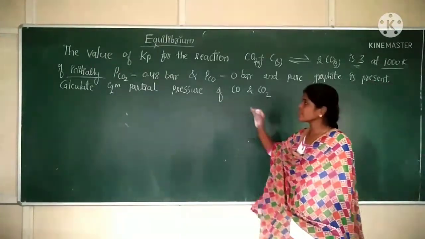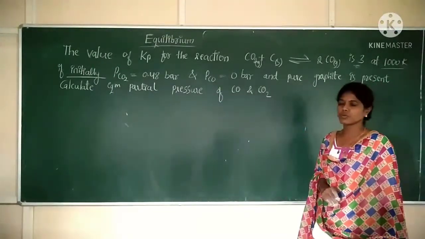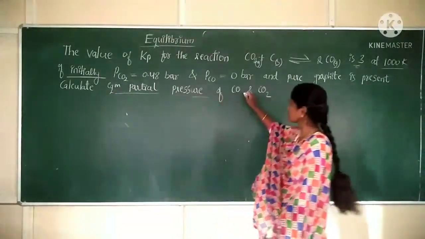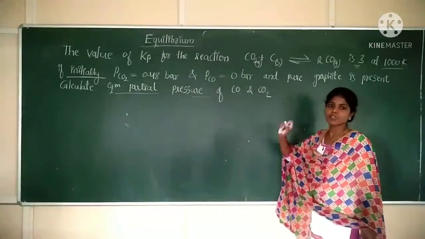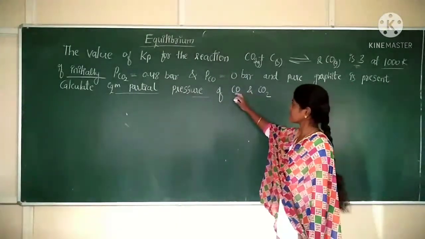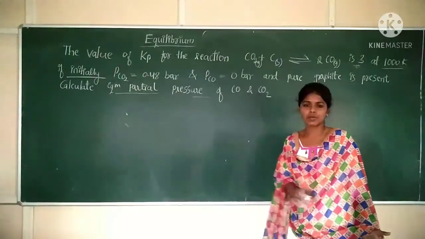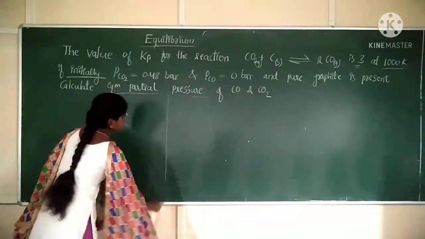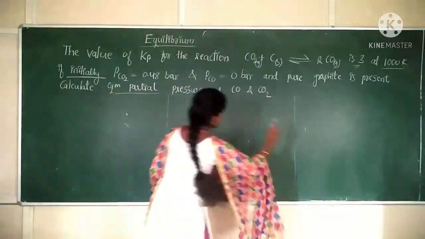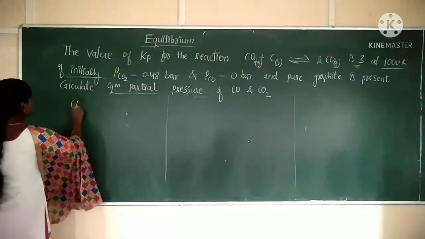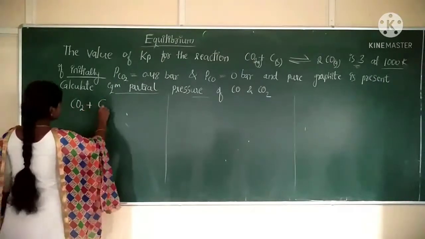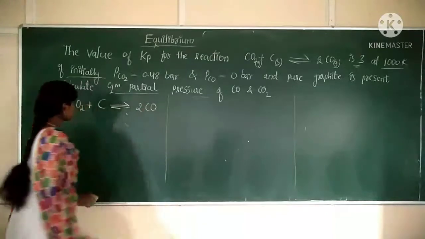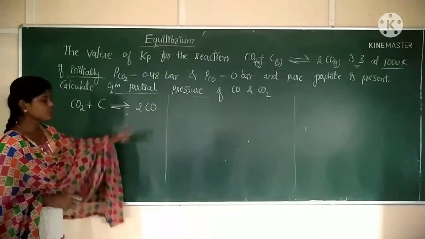Now calculate the equilibrium partial pressure of CO and CO2. What we have to calculate is the partial pressure of CO and CO2 at equilibrium. Now, take the reaction. The given reaction is CO2 plus C gives 2CO.